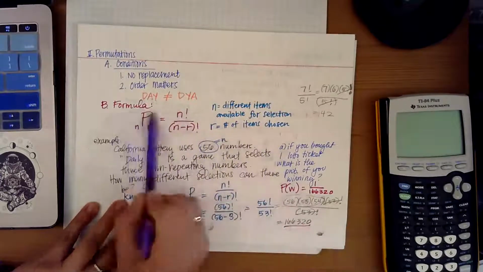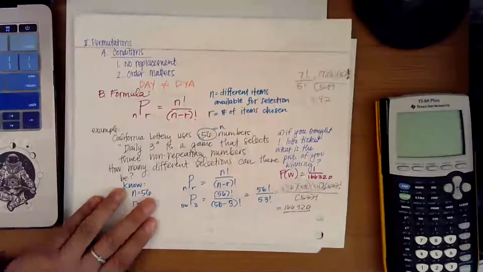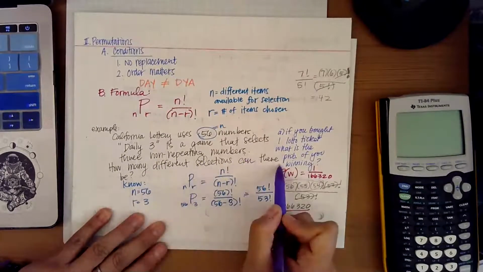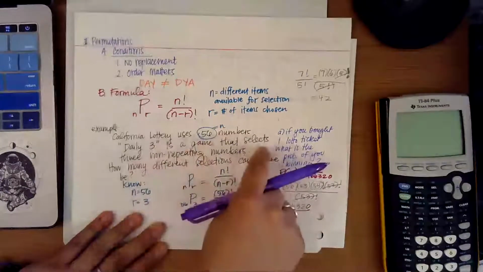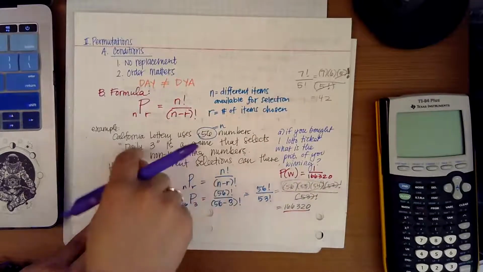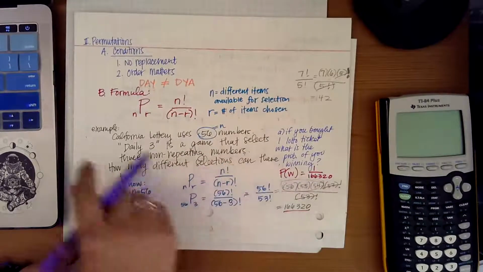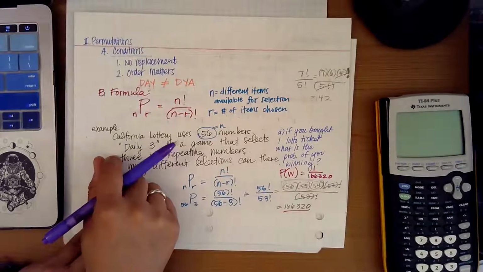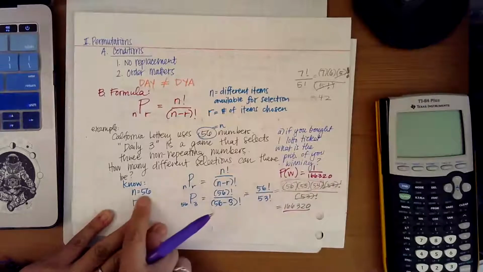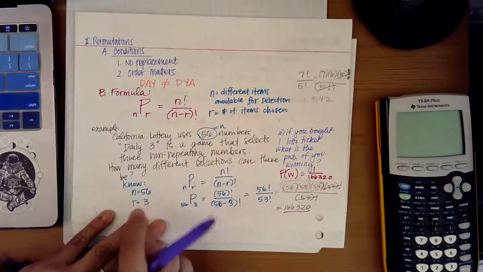So here, notice, permutations is the only difference. There's no r factorial here. So again, let's look. California Lottery uses 56 numbers. Daily 3 is a game that selects 3 non-repeating numbers. How many different selections can there be? So 1, 2, 3 and 3, 2, 1 are 2 different outcomes, and in this particular example, order does matter. So 1, 2, 3 and 3, 2, 1 are not equivalent. So if my winning numbers are 1, 2, 3 and your ticket is 3, 2, 1, you didn't win. You had to get the 1, 2, 3. Okay. So again, how many numbers are there in the total pot? 56. How many do you need to get to win? You got to get those 3 in a specific order.